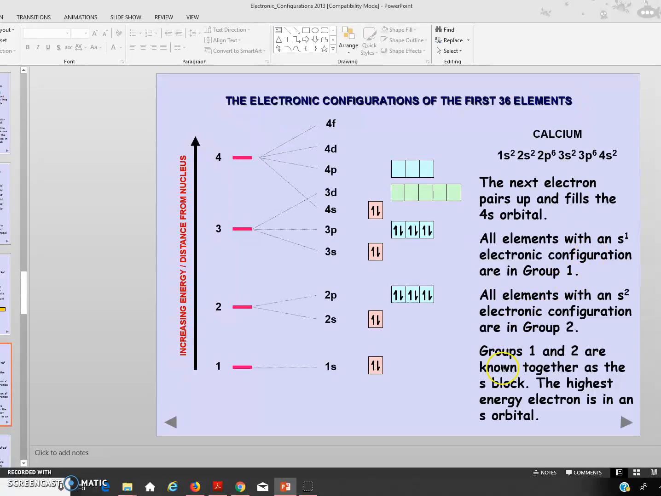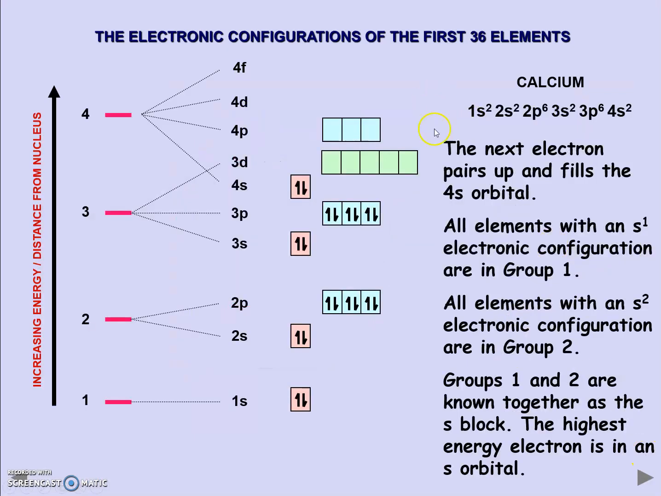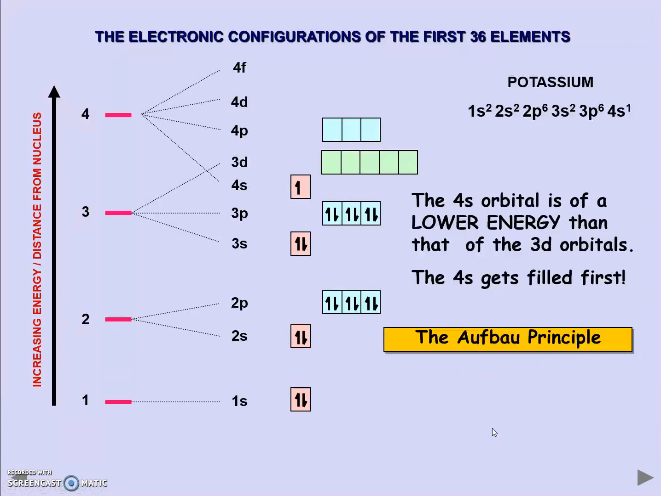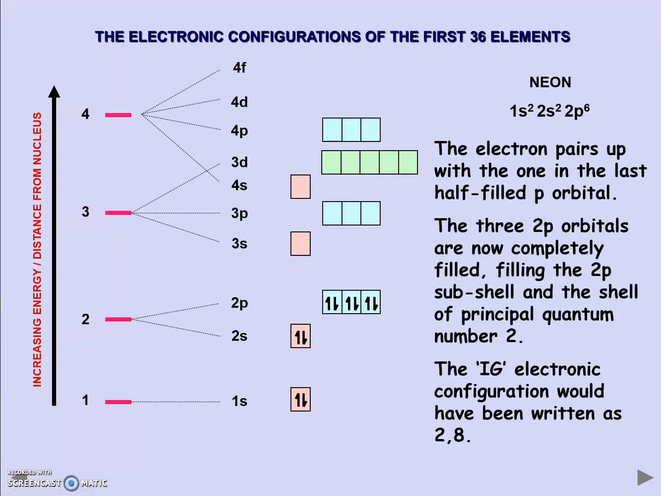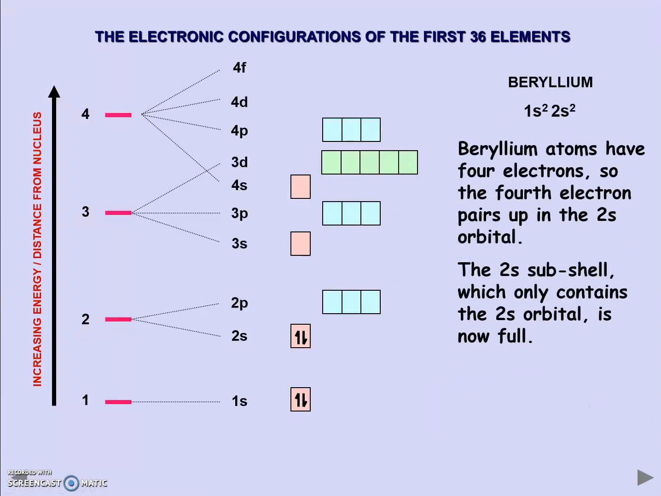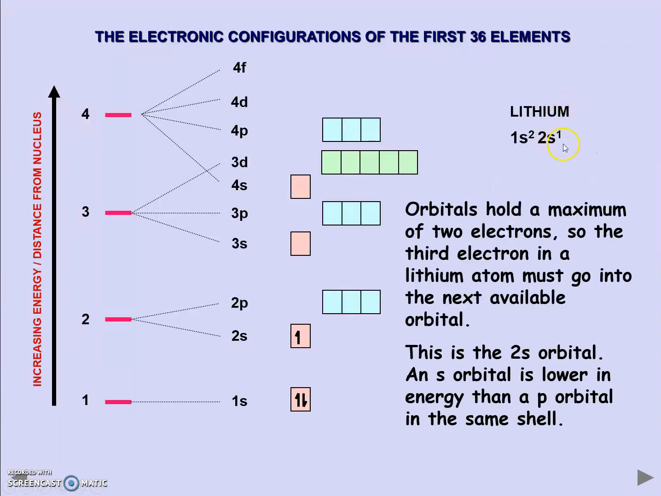So what this is saying here, let me just expand it back up. All elements with an s1 electron configuration will be in group 1. All elements with an s2 electron configuration will be in group 2. And so these are known as the S block elements. And if we go back a slide, you can see here that sodium 3s1, magnesium 3s2, and if we were to go back a little bit further, beryllium, that's in group 2, lithium, that's in group 1.